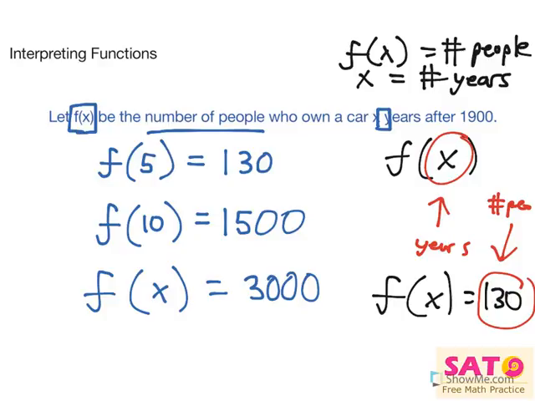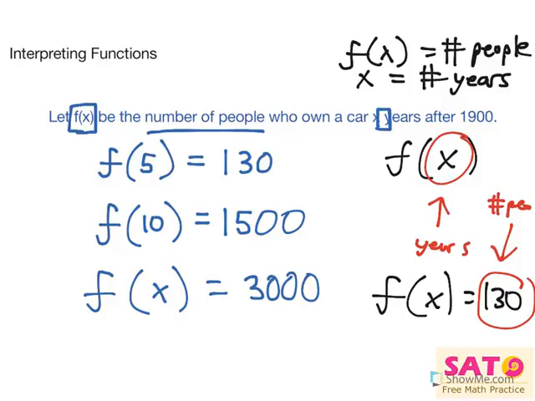Alright, so f of 10 equals 1500, that would be 10 years after 1900, which is 1910, equals 1500 people. So in the year 1910, there are 1500 people who own a car. For the last one, this is kind of your own make an inference thing based on the data, assuming that it is a linear function. So f of x equals 3000. So we know that it's increasing, so it has to be greater than 1910, 10 years after. So if we think about it, we know that 3,000 is just twice 1,500.